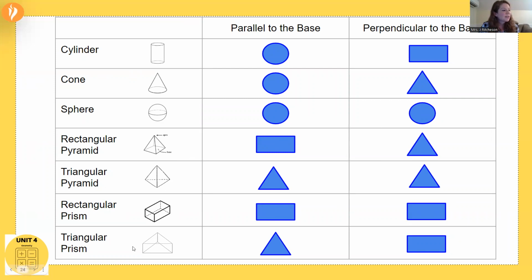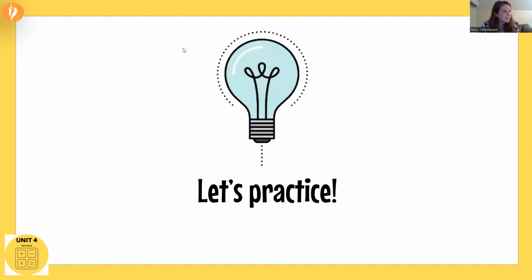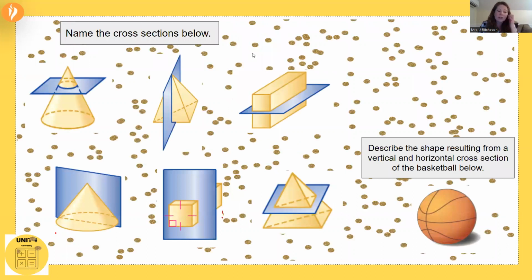And then that triangular prism, if it's laying down on its base, if the triangle is on the bottom, right? If you're cutting it parallel to that base, you're going to see the triangle. If you cut it the other way, perpendicular to its base, you see your rectangle. All right, guys, that's it. I'm telling you, it's the same stuff over and over.